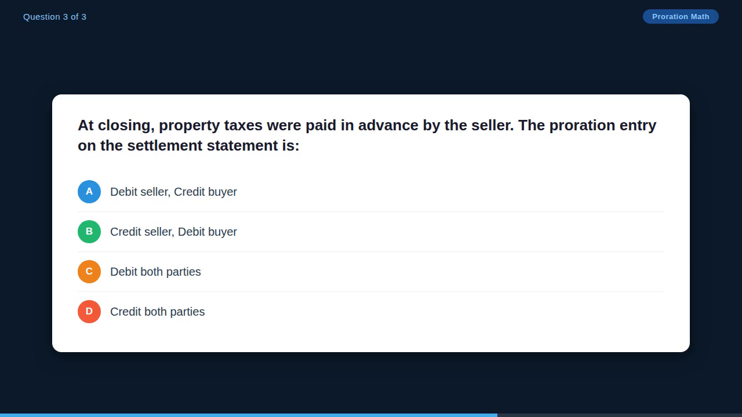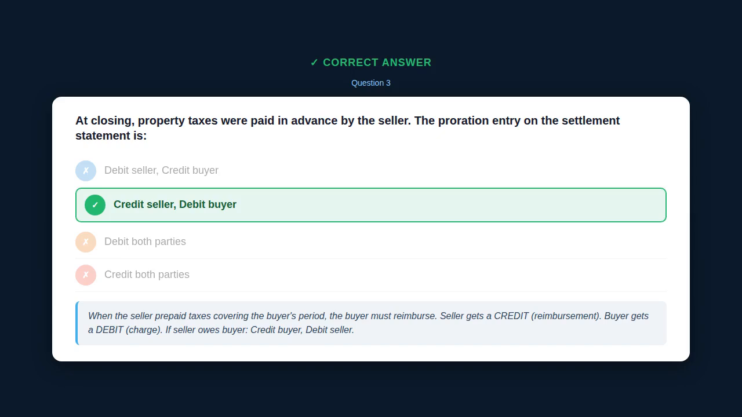Question 3 of 3. At closing, property taxes were paid in advance by the seller. The proration entry on the settlement statement is, Option A, debit seller, credit buyer. Option B, credit seller, debit buyer. Option C, debit both parties. Option D, credit both parties. Take a moment. The correct answer is B, credit seller, debit buyer.